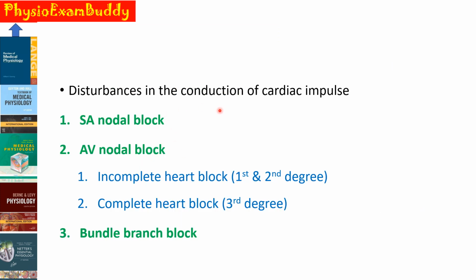Now about the heart blocks. Heart block means any disturbance in the conduction of the cardiac impulse from the SA node to the cardiac muscles. Heart blocks are broadly classified into SA nodal block, AV nodal block, and bundle branch block. AV nodal block is again divided into incomplete heart block as well as complete heart block. Incomplete heart block includes first and second degree heart block, whereas the complete heart block includes the third degree heart block.